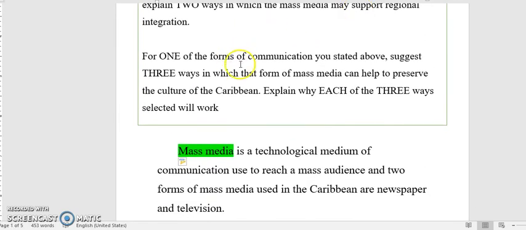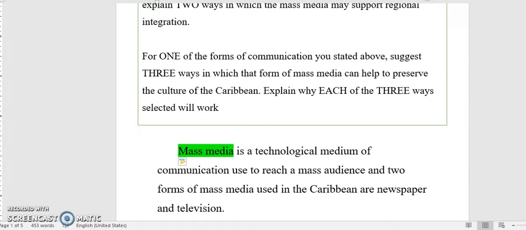For one of the forms of communication you stated above, suggest 3 ways in which that form of mass media can help to preserve the culture of the Caribbean. Explain why each of the 3 ways selected will work. Just go down to my question. But before, do you know what the term culture means?